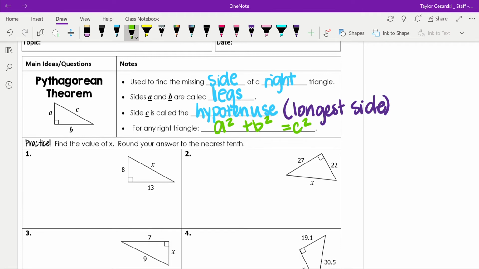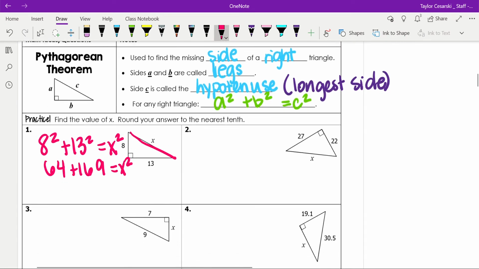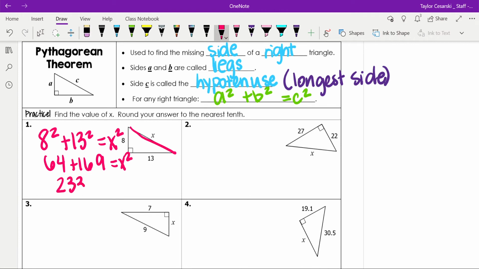Okay, so the first thing we have to do, let's go to number 1, is identify which one is the hypotenuse. It really doesn't matter what you denote as a and b because those can be switched around, but c has to be our hypotenuse, which is the side across from the right angle. So let me do that one more time right here. That's going to be x in this case. To set this up, we're going to do 8 squared plus 13 squared equals x squared. So when I do 8 squared plus 13 squared, I get 64 plus 169 equals x squared. So I get 233 equals x squared.